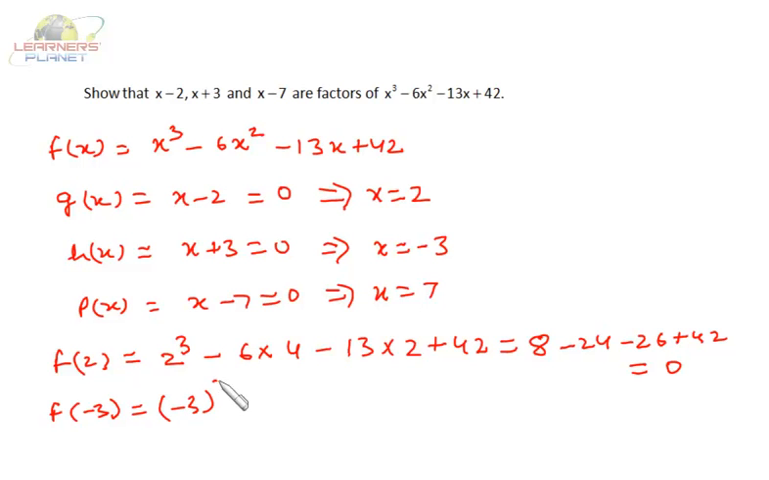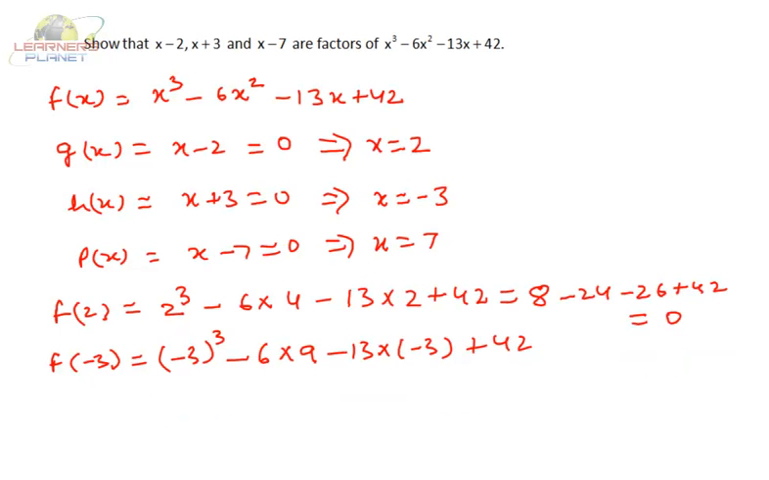It's minus 3 cube minus 6 into minus 3 square, that is 9, minus 13 into minus 3 plus 42. Okay. So it is minus 27 minus 54 plus 39 plus 42. So further it is 0. That means even x plus 3 is a factor of x cube minus 6x square minus 13x plus 42.